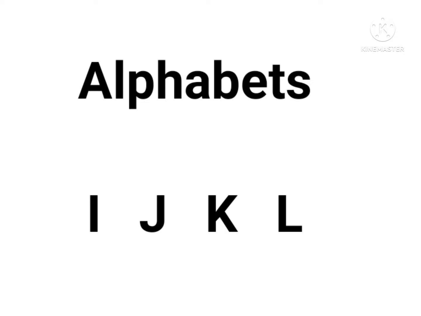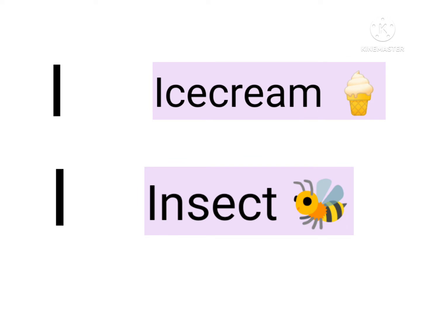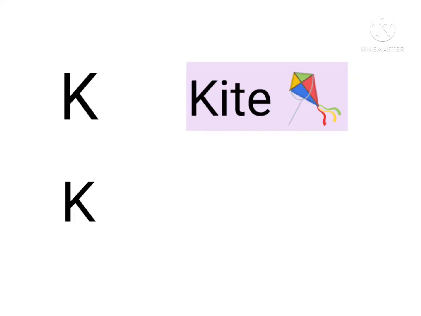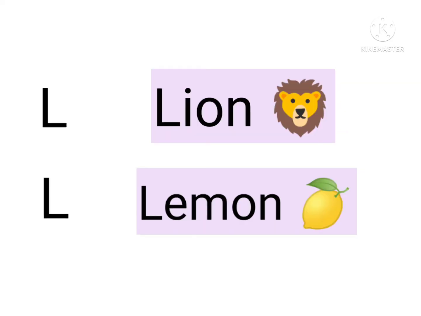Dear children, in today's class I am going to teach you about the English alphabets I, J, K and L. Let's begin. I for ice cream, I for insect. J for jug, J for jacket. K for kite, K for kangaroo. L for lion, L for lemon.